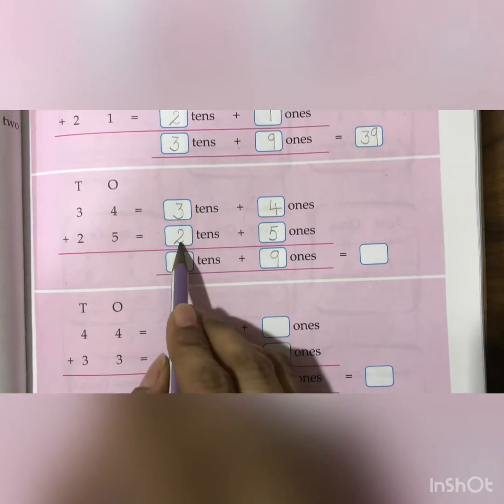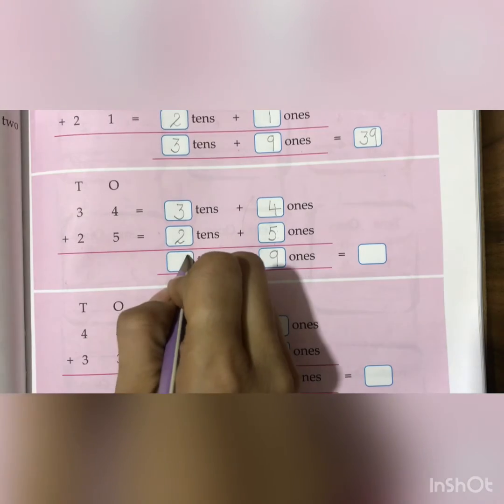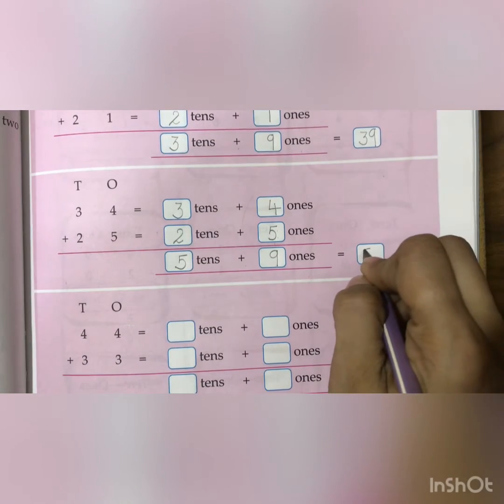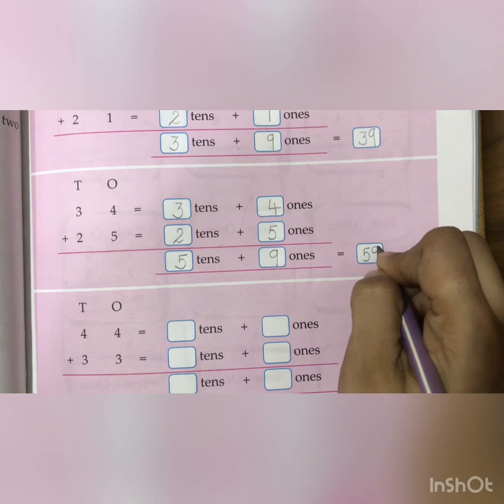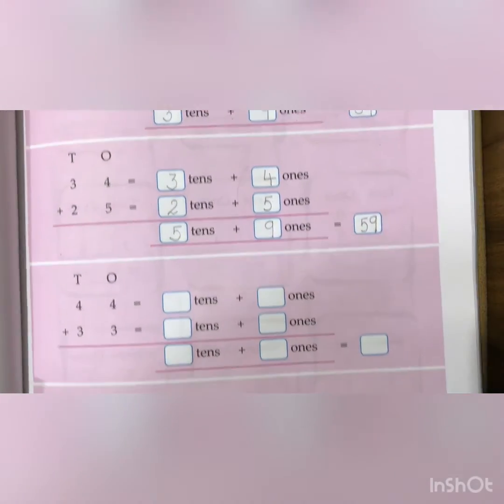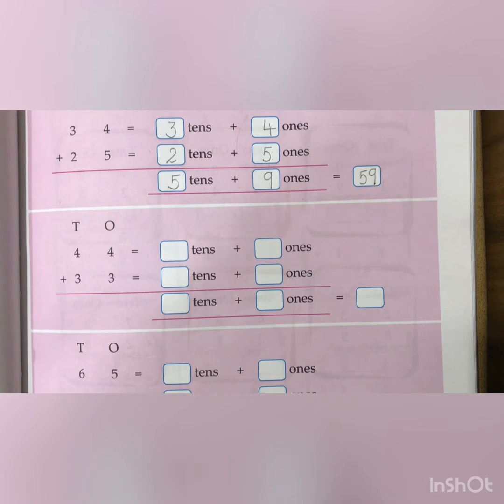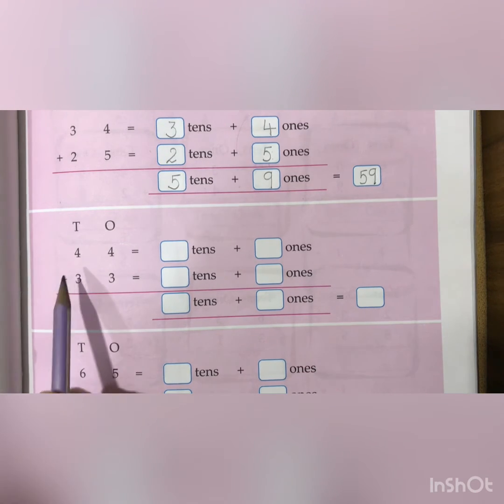3 tens plus 2 tens. After 3, we will add 2 more and we will get 5 tens. So, 5 tens plus 9 ones is equal to 59. Let's do the next one.